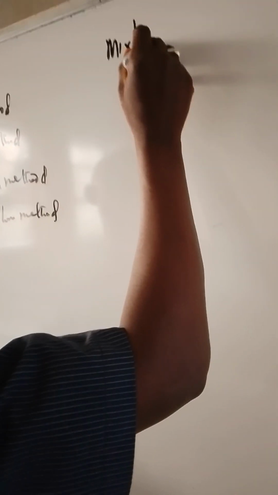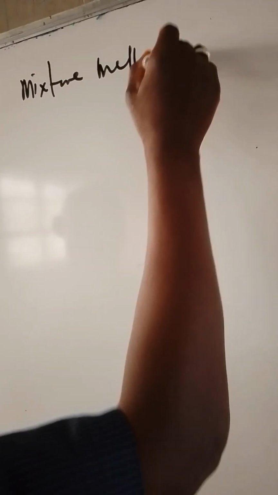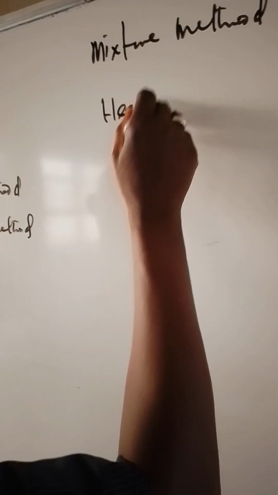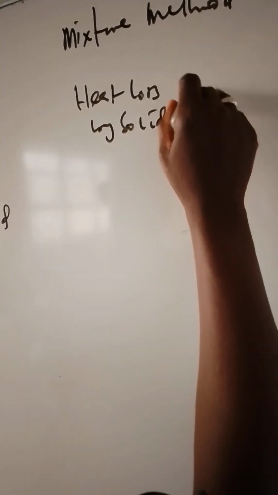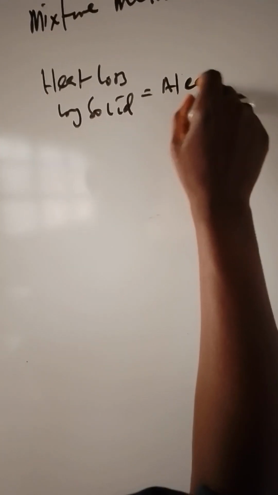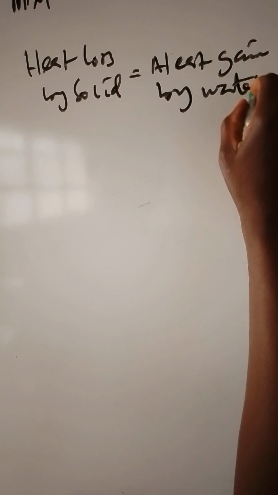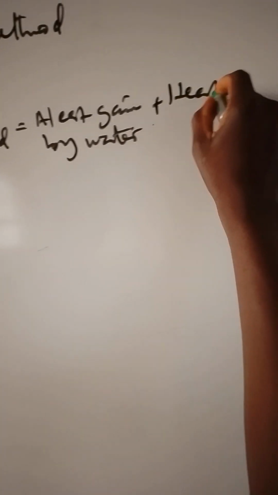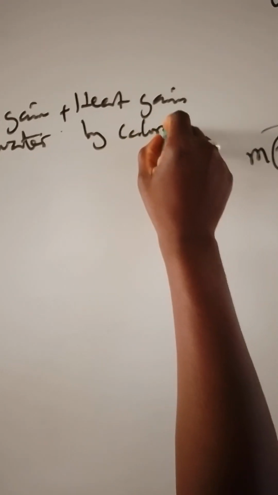The mixture method of calculating the specific heat capacity works on the principle that the heat lost by the solid is equal to the heat gained by water plus the heat gained by the calorimeter, respectively. And let's now get the formula.